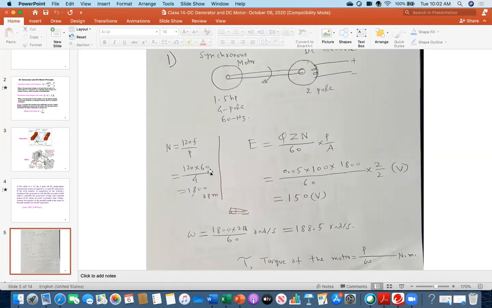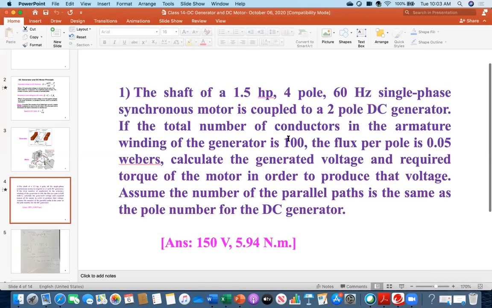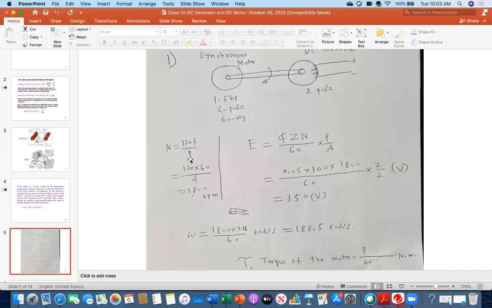And then frequency 60. The motor pole number is given, which is 4. You see, I have written down from that statement, the very first line: 4 pole 60 hertz synchronous motor. This means that is the speed. So therefore, we are getting 1800 RPM. So this 1800 I have plugged into the E equation. And then finally I'm getting 150 volt.